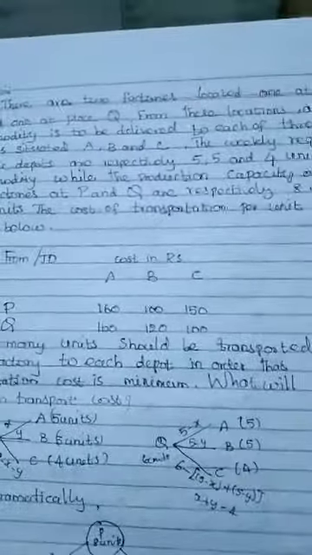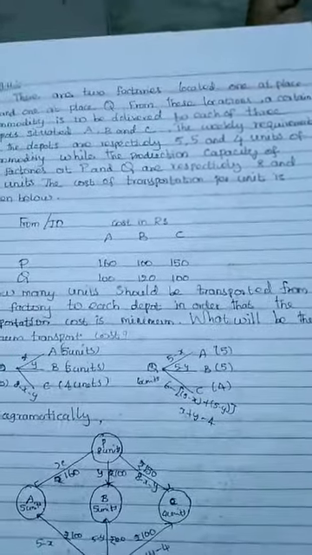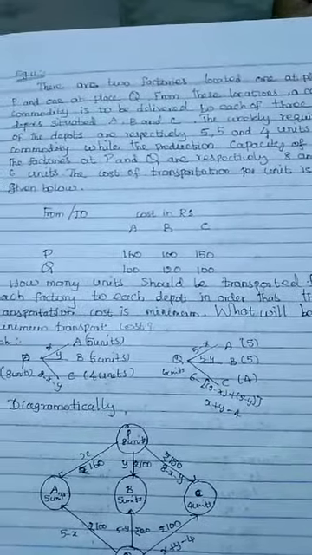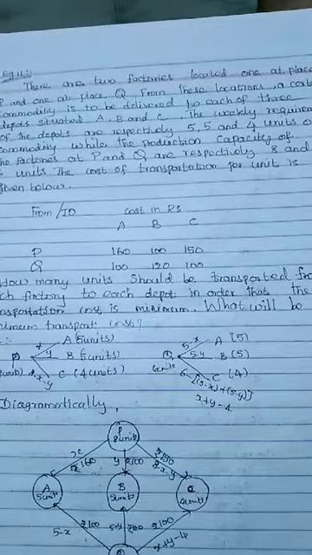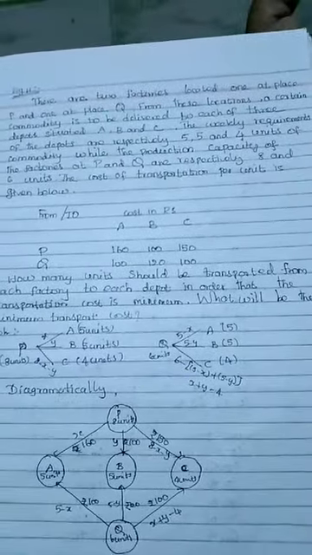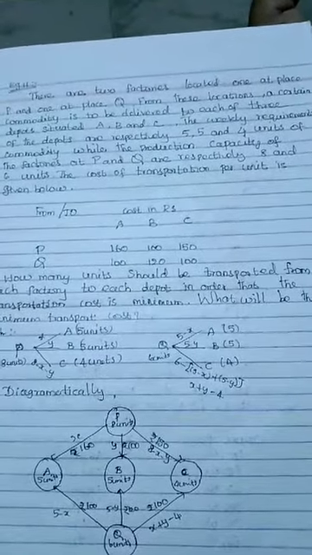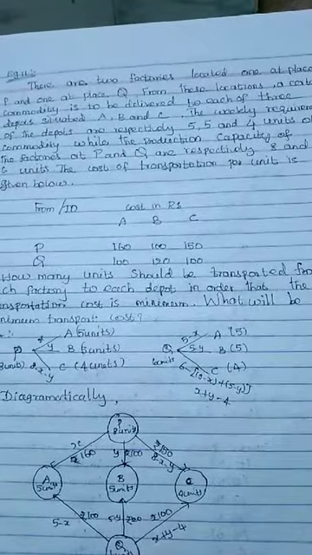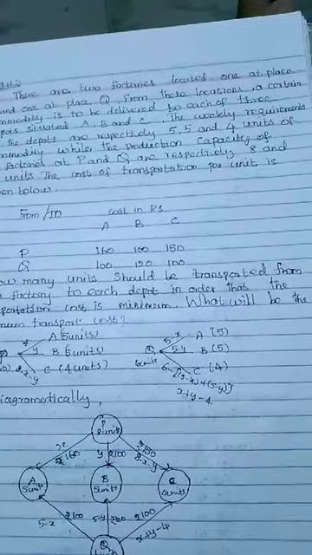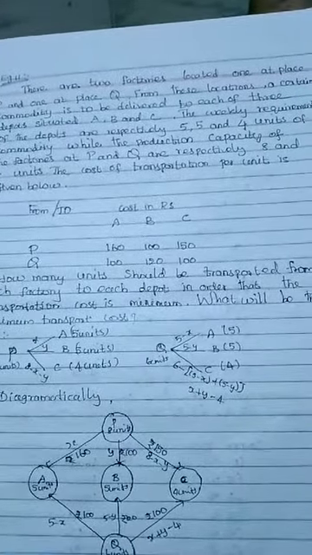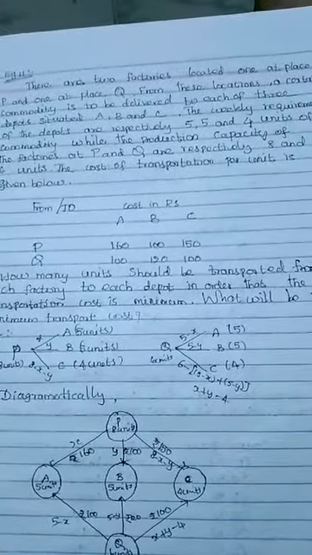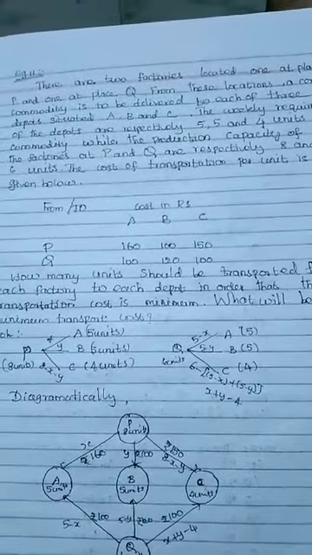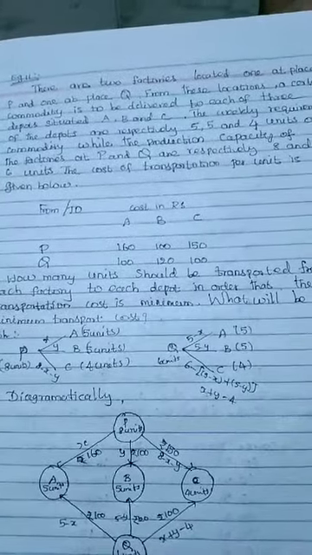One more sum, that is example number 11. Example number 11, listen. There are two factories, one placed at P and one placed at Q. From these locations, a certain commodity is to be delivered to each of three depots situated at A, B, C. The weekly requirements of the depots are 5, 5, 4 units of the commodity, while the production capacities of the factories at P and Q respectively are 8 and 6. That is, for P it is 8 and for Q it is 6.